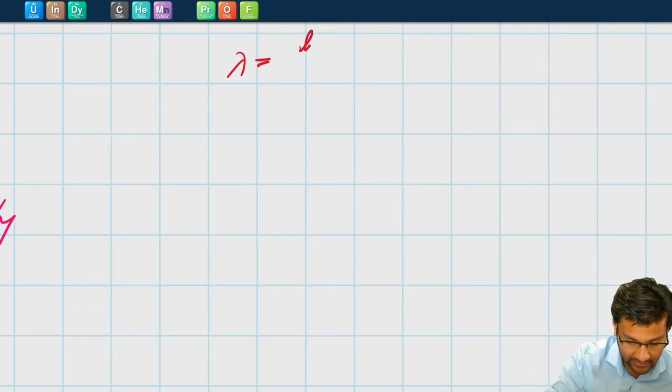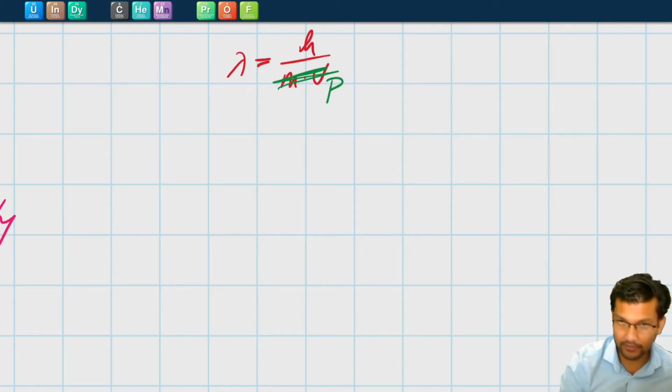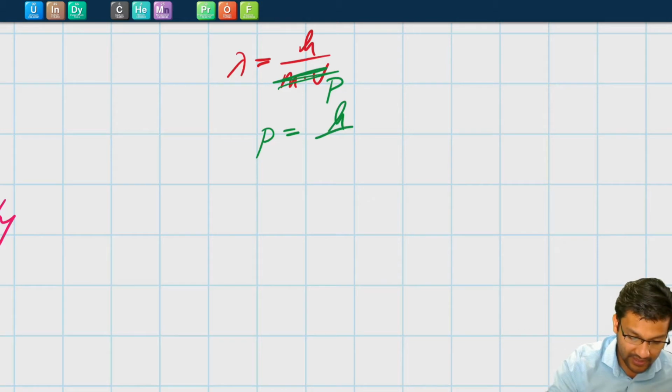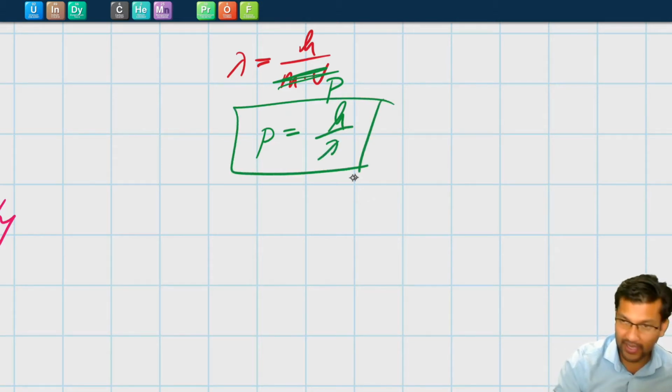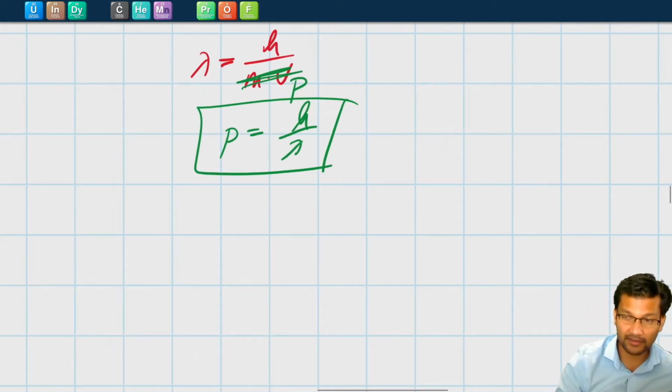For example, let's just take the de Broglie wavelength again. It's h divided by m times v. M times v is the momentum p. So if we rewrite this equation to solve for the momentum, we get the momentum is h over lambda. So the momentum of a wave, which is the mass times the velocity and describes how fast the wave is moving, is dependent on the wavelength.